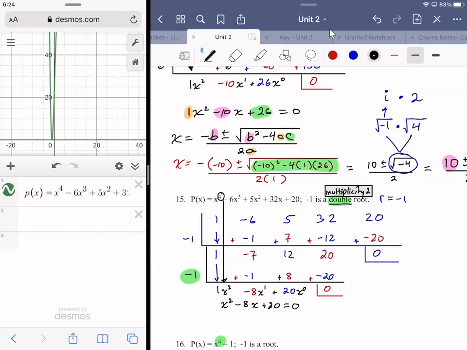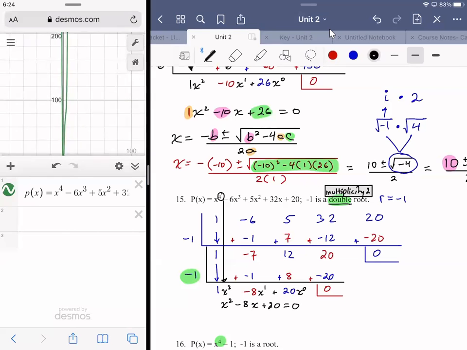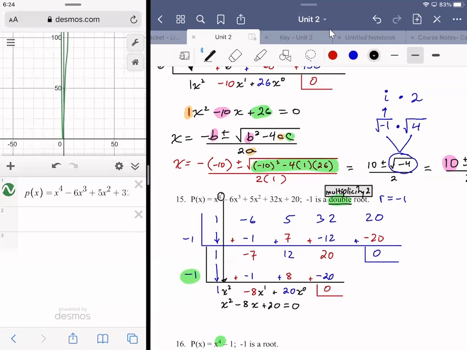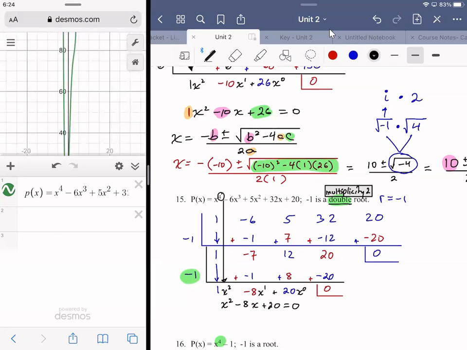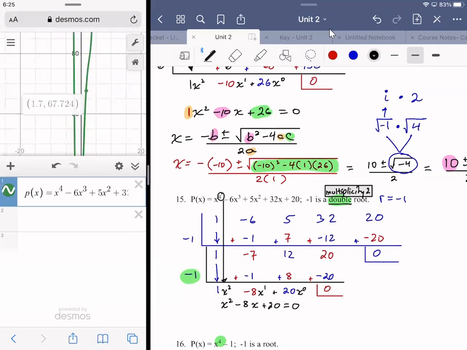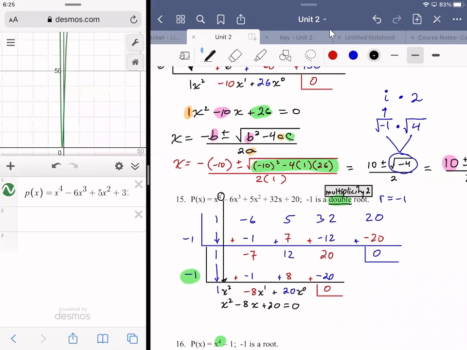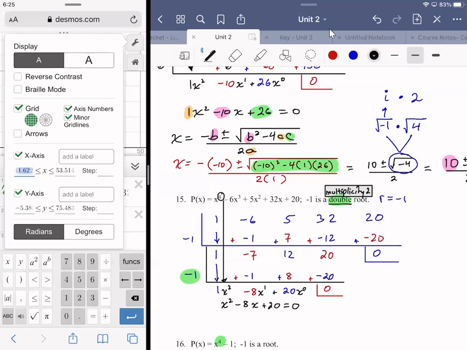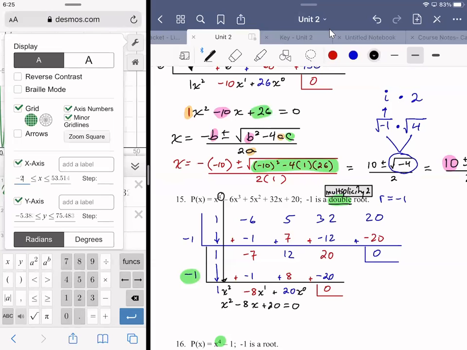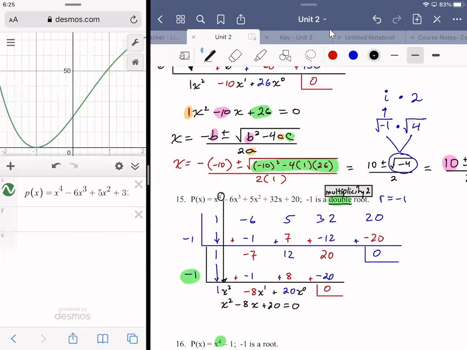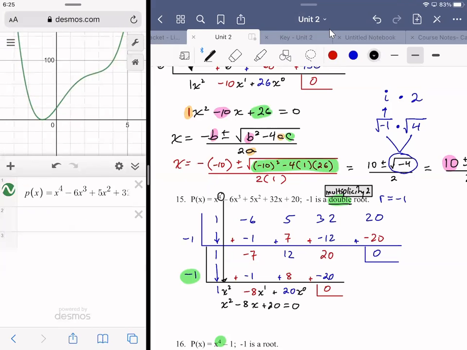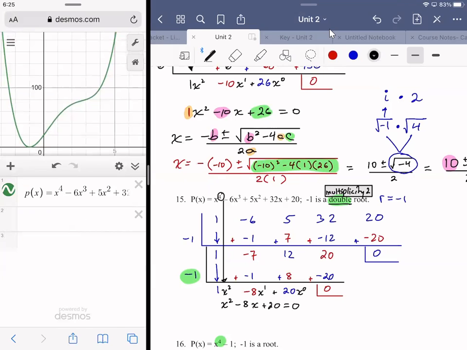So I start zooming out. And the more I zoom out, the skinnier it gets. It never comes back down again. If anything, I see a little bit of wobble right here, but it never actually turns back down to the x-axis. So if I set my x-axis scale from about -2 to +2, this is probably the best I'm going to get in terms of a good look at the graph. I don't think there's another real root.